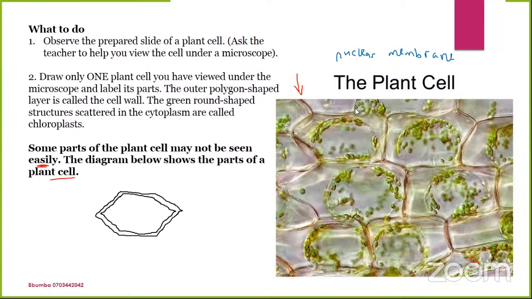Now someone asked me, what are those green particles? Now these green particles, if I can draw them like that, let me get the green marker. Those are called chloroplasts. Those ones that you are seeing are called chloroplasts, like here.